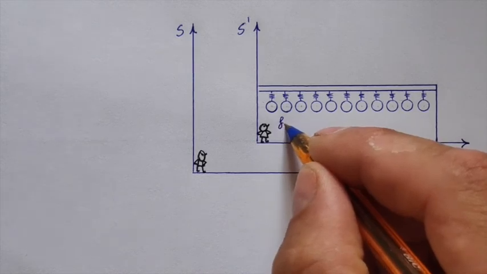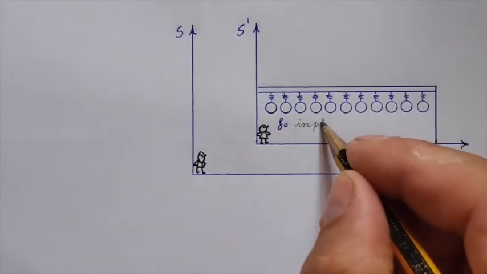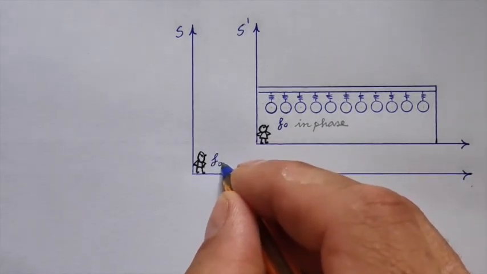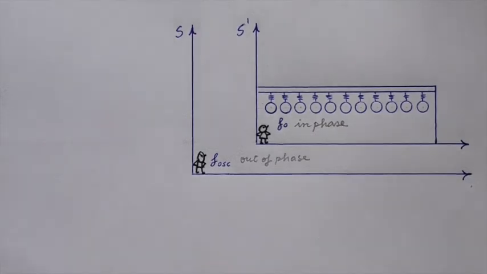Let us consider the following situation: a train car with a bar with hanging oscillators. From inside the train, which is the S' reference frame, these oscillators are seen to move in phase with their own frequency f sub 0.